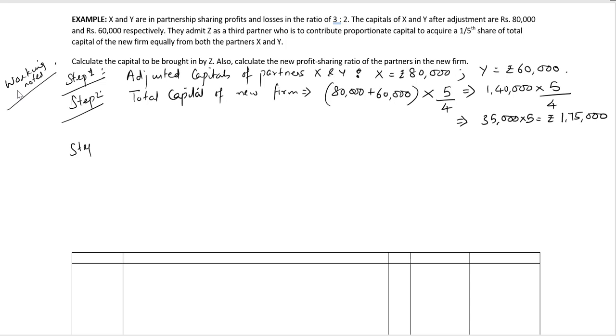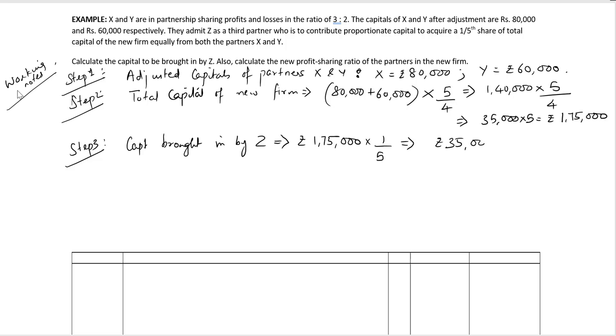The step 3, capital brought in by Z, is to take the total capital of the new firm, which is the answer of step 2, 1,75,000, and multiply it with Z's share in profits, which is 1 divided by 5. So we get rupees 35,000 as the capital to be brought in by partner Z. So let's write the journal entry.